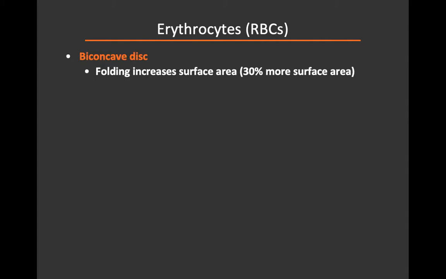So this biconcave disc allows for folding of the erythrocyte. It also increases the surface area, and that allows better oxygen absorption.